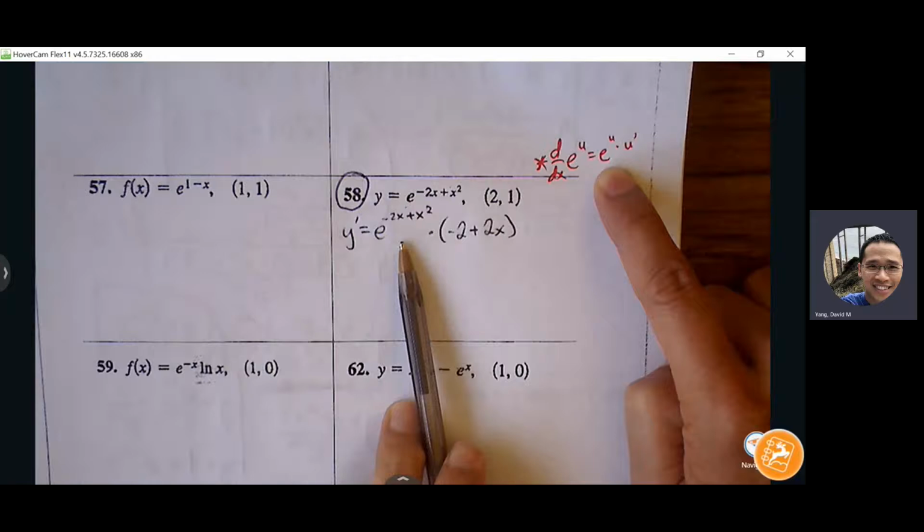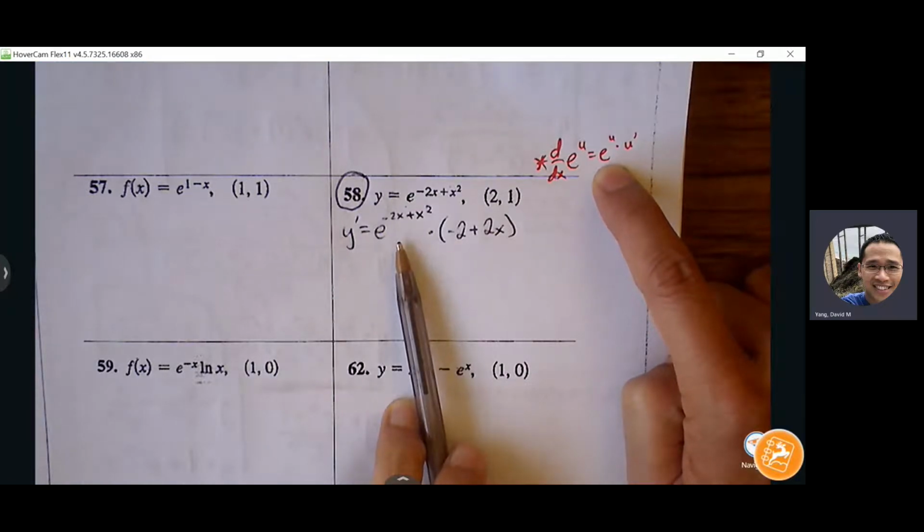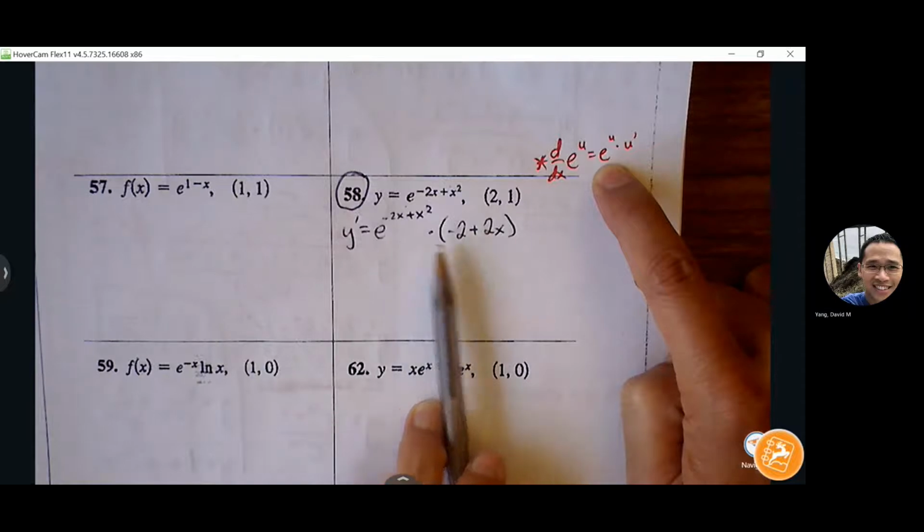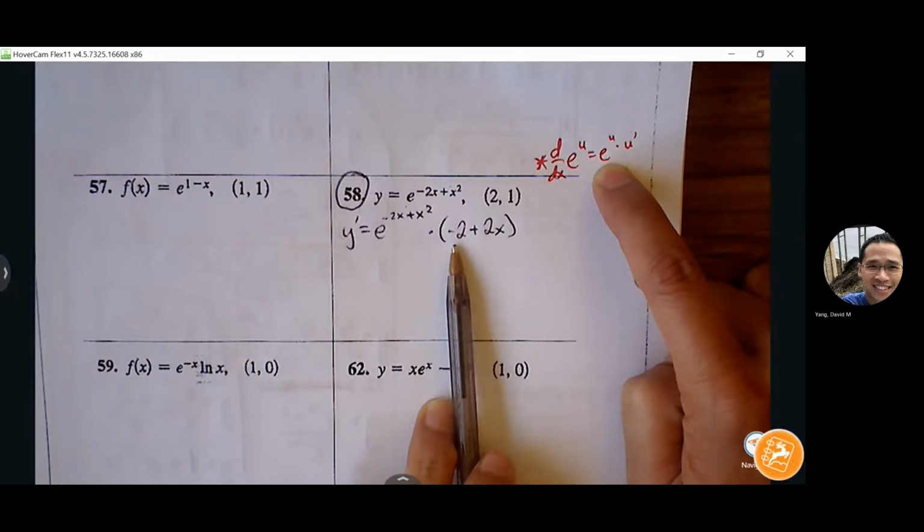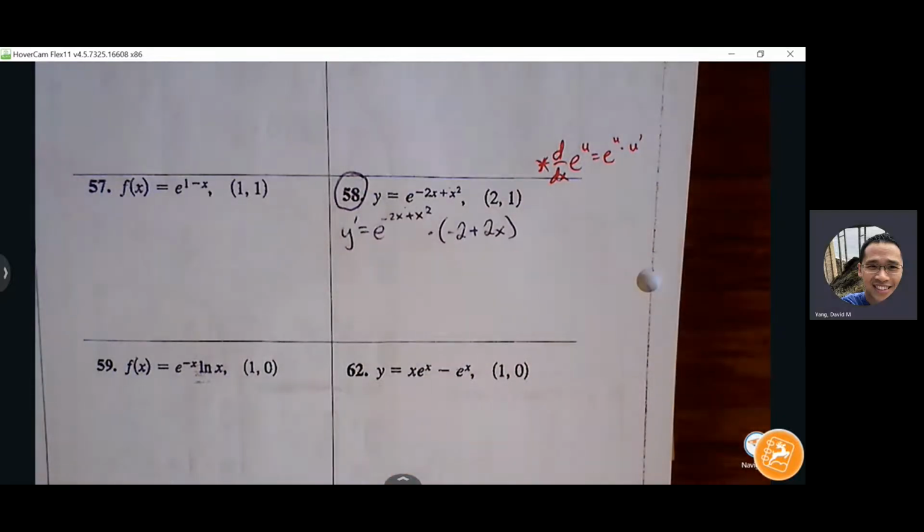Yeah, 2x minus 2 is fine. Good. Any questions here? We're just following what the rule says. All right, we have the derivative. What else can we do? What should we do next?